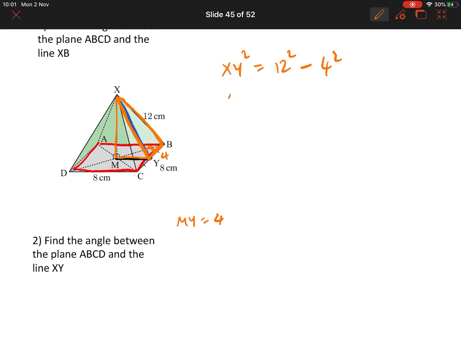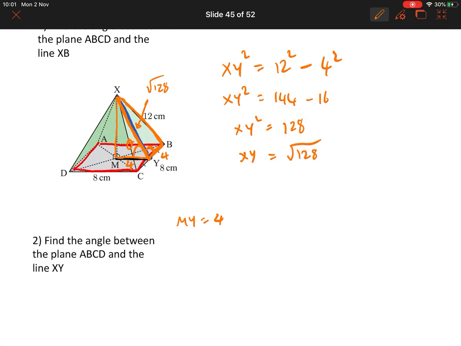Hopefully you can see this right-angled triangle. So that makes sense to you. Okay, so XY squared is equal to 144 minus 16. So XY squared is equal to 128. So XY is equal to the square root of 128. Let's just put an arrow in there, square root of 128.